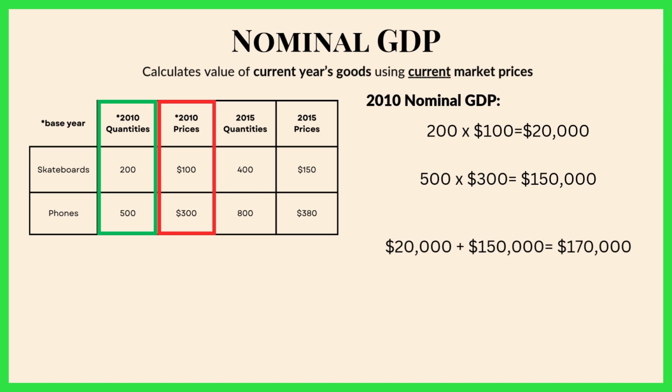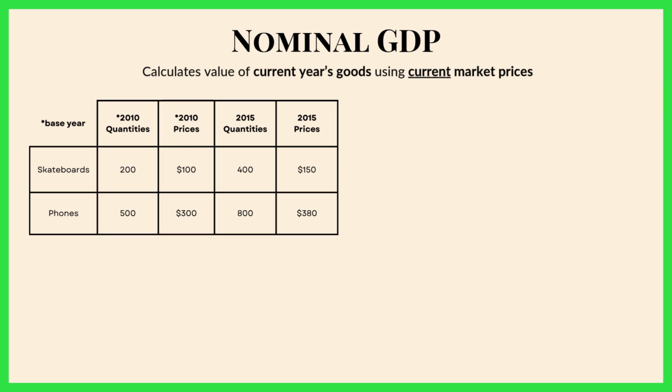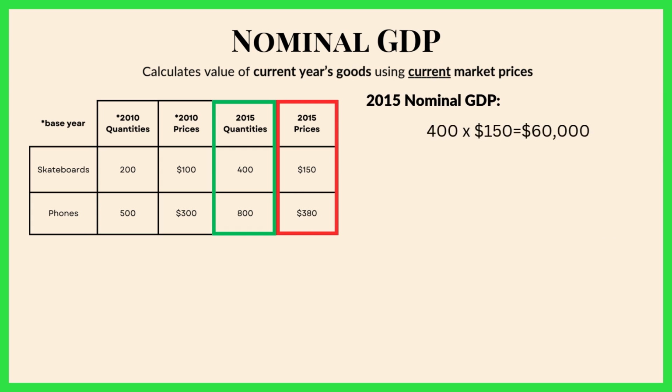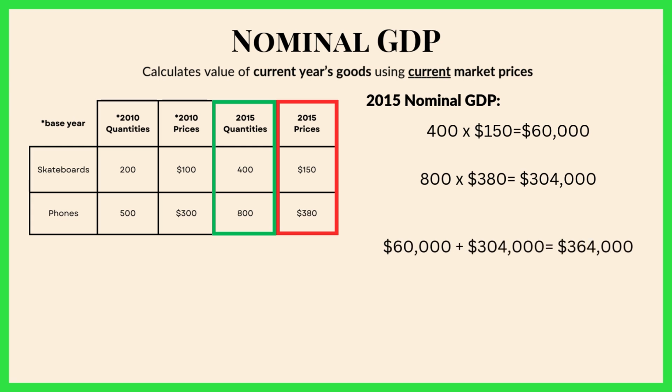Add those two numbers up and we get a nominal GDP of $170,000. Now, do the same thing for 2015. 400 skateboards for $150 each gives us $60,000, and 800 phones for $380 each gives us $304,000. Add that up and you should get a nominal GDP of $364,000.